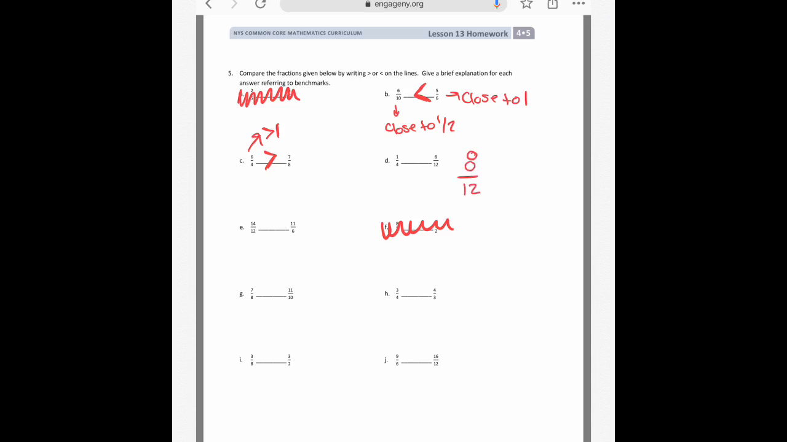On D, we have 1/4. We have 8/12. Now that's a little bit weird to think about what that really means, but if you think about 8/12, and I thought about an equivalent fraction that might be easier to compare, if we did what we've done before and I divided the top and the bottom by the same number, so let's just do 4, I would get 2/3. So 8/12 is equivalent to 2/3. Well, 2/3 is definitely bigger than 1/4, so we're going to say that 8/12 is larger than 1/4.